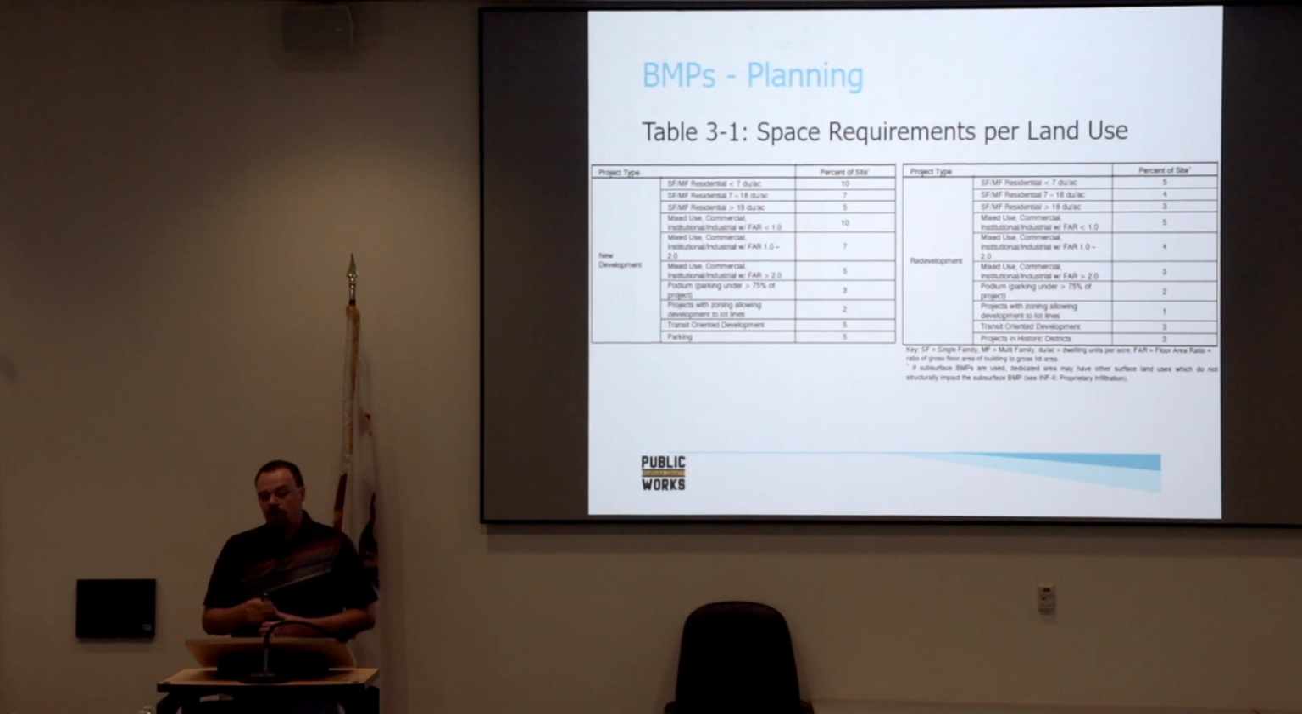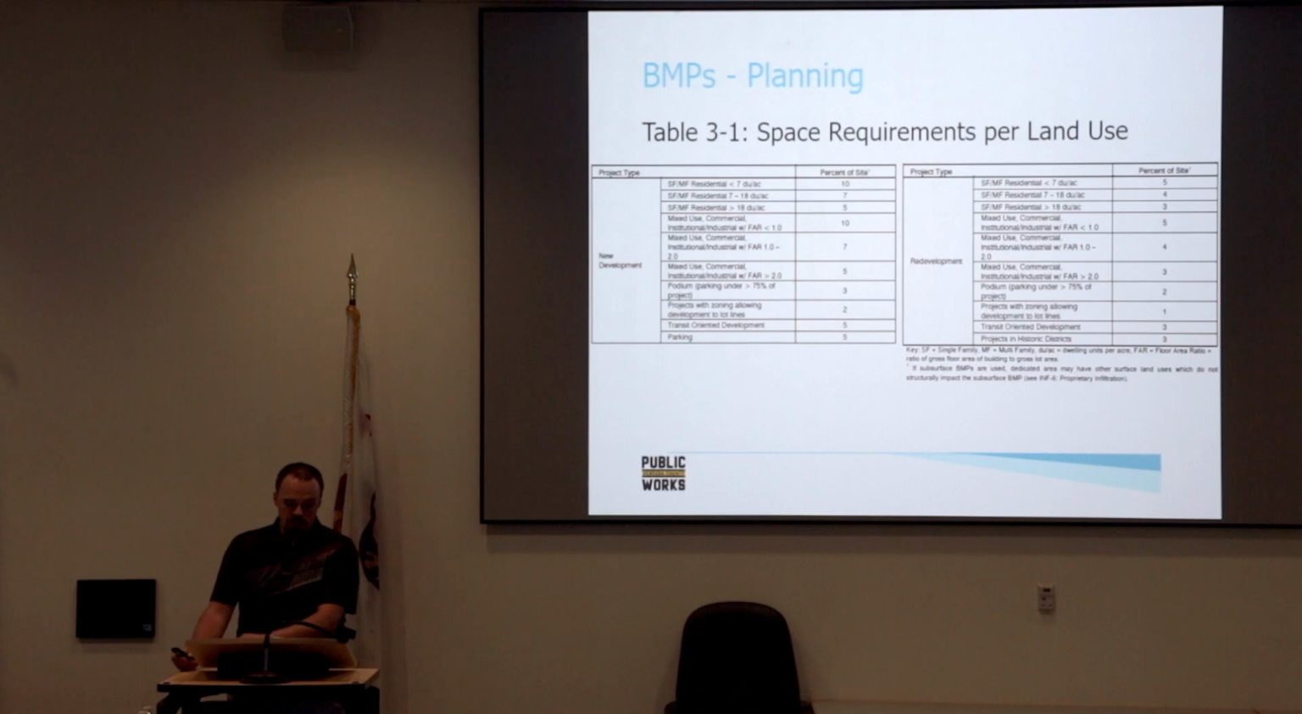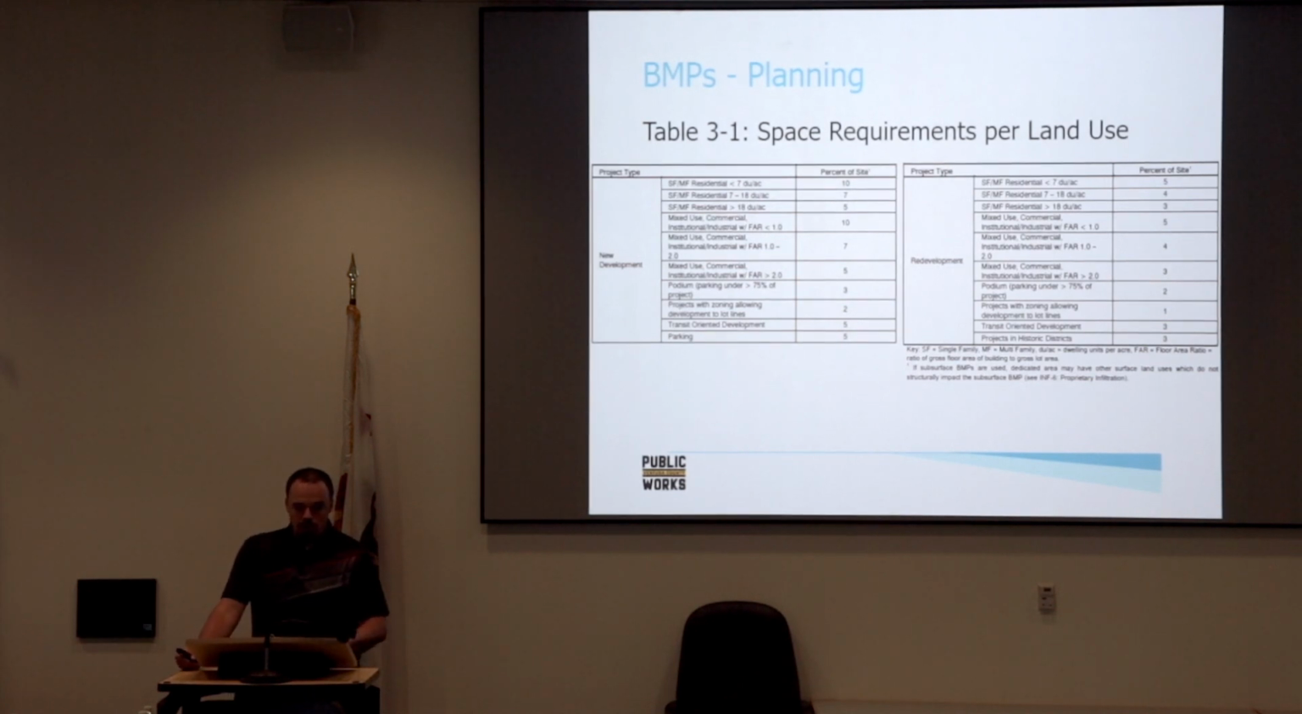And then they go on further in the TGM with Table 3.1, which is the space requirements per land use. So with this one, they basically identify if you're doing new development compared to redevelopment, how much of your project site you should plan to dedicate for your BMPs.